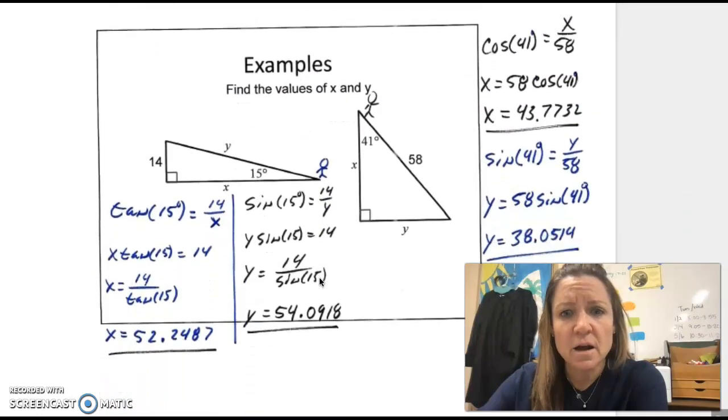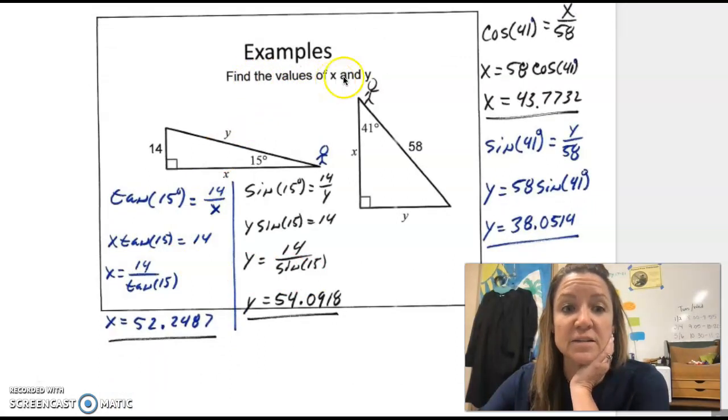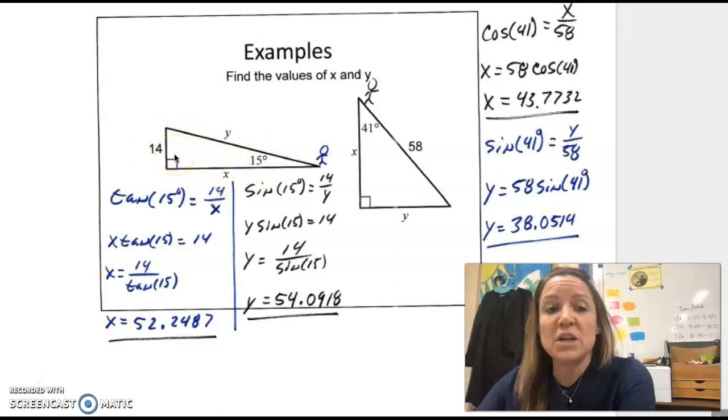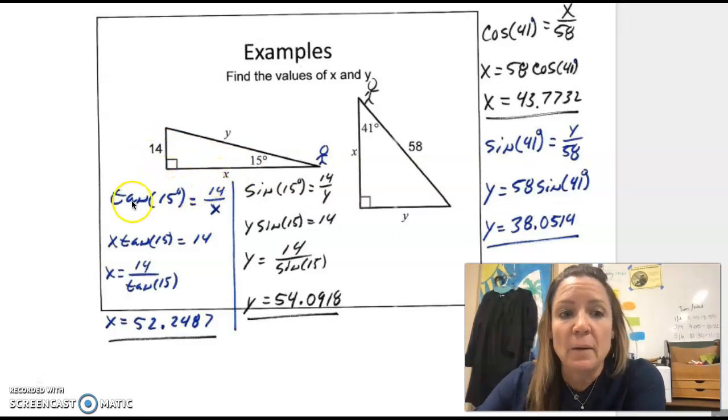For the next example, we want to find the values of x and y. We have our angle here that they gave us, 15 degrees. That's the one we want to work from. We're going to first figure out side x. We know the 14, and we want to find x. 14 is obviously opposite, and the x is adjacent. Of the 3 trig functions, which one uses opposite and adjacent? That would be the tangent.